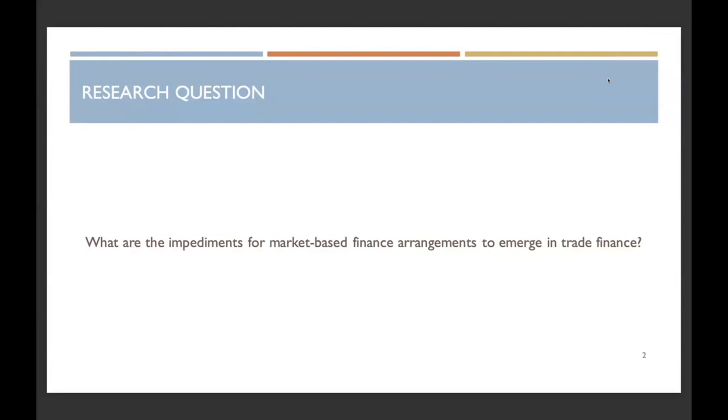But I think the important thing for me to mention here is that currently in trade finance, bank-based arrangements are dominant, whereas in many other markets like real estate or consumer finance, you already have this new and innovative way of doing credit, which is market-based finance arrangements. And I'm asking the question, why isn't this particular funding channel still the dominant form? So this is the background to the research question.